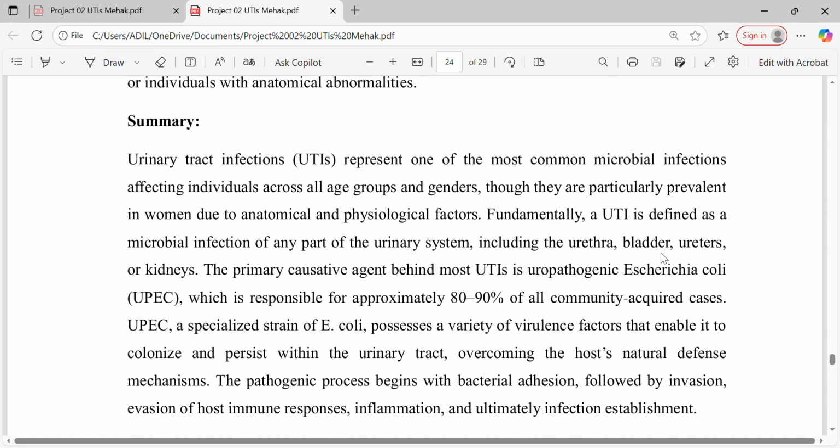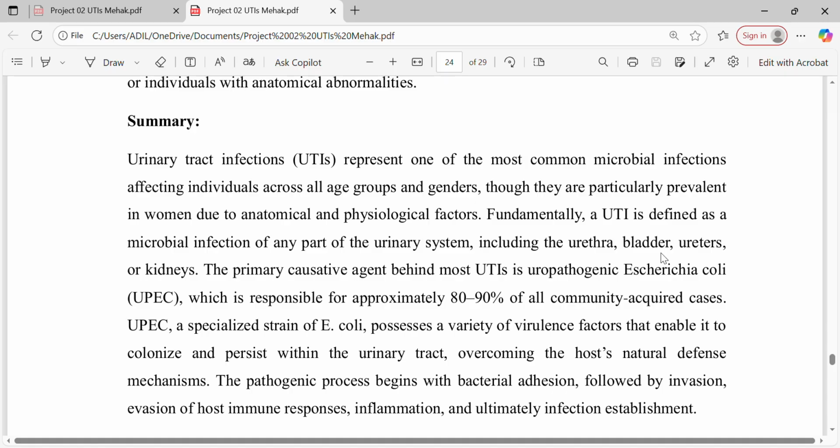Summary. Urinary tract infections represent one of the most common microbial infections affecting individuals across all age groups and genders too. They are particularly prevalent in women due to anatomical and physiological factors. Fundamentally, a UTI is defined as a microbial infection of any part of the urinary system, including the urethra, bladder, ureters, or kidneys. The primary causative agent behind most UTIs is uropathogenic E. coli, which is responsible for approximately 80 to 90% of all community-acquired cases.